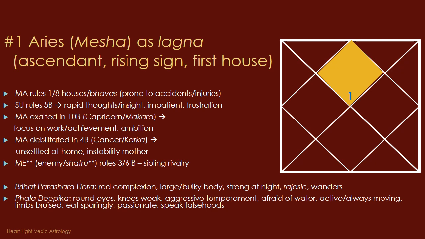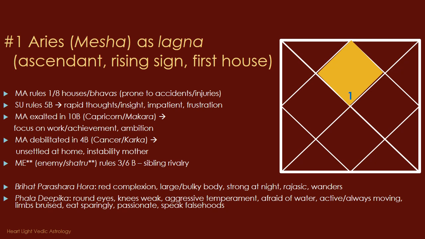Strong at night, and I don't know why this is, but it's on the list, so you have it too. Rajasic, and that again is that goal orientation, always moving, always striving, ambition, so that fits. And then somebody who wanders. Part of this is the erratic quality of the way Mars moves through the sky compared to other planets, and part of it is because Mars is debilitated in the fourth house of home. So they may tend to wander. Then from the Phaladipika, Aries rising might have round eyes.